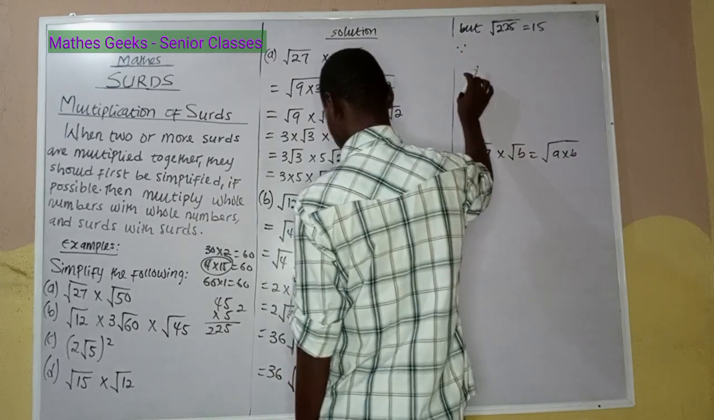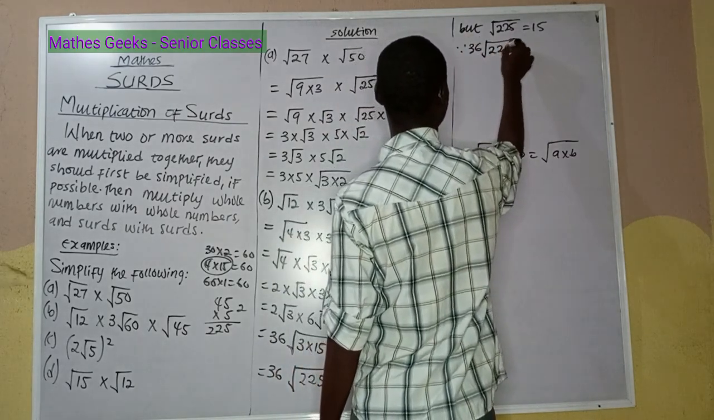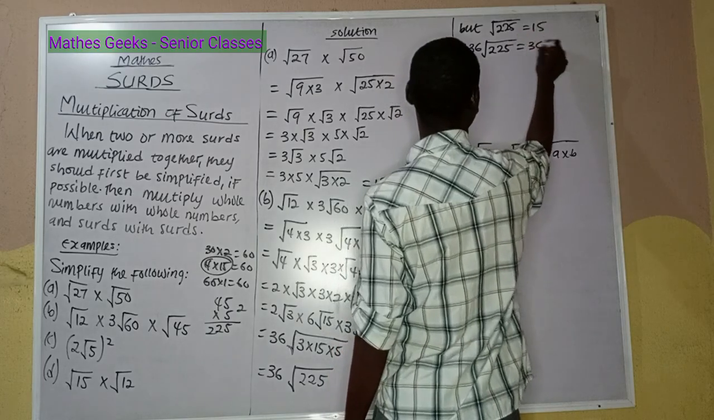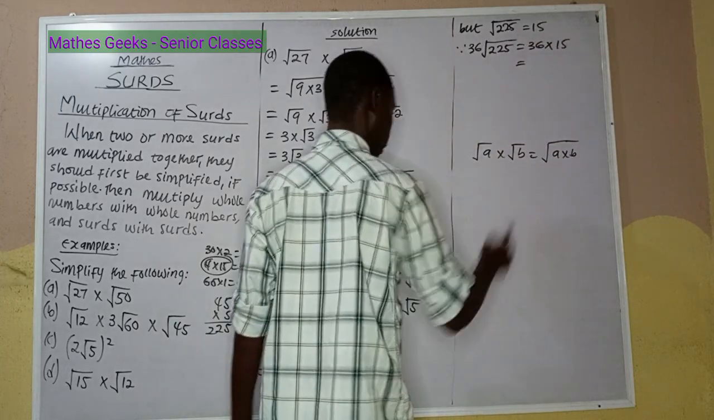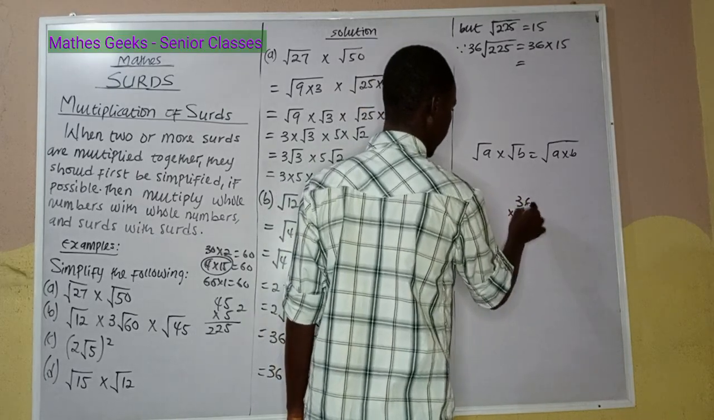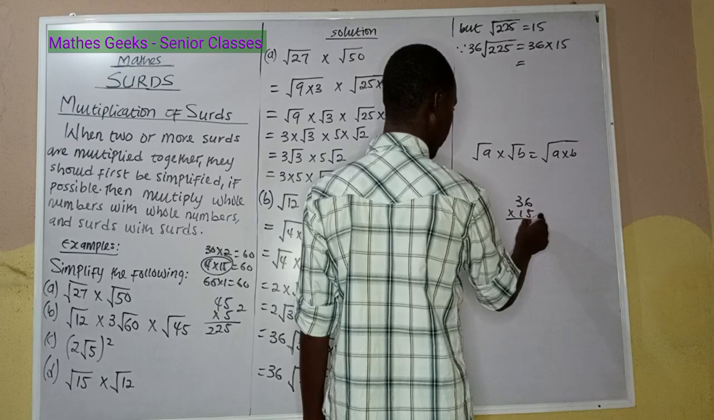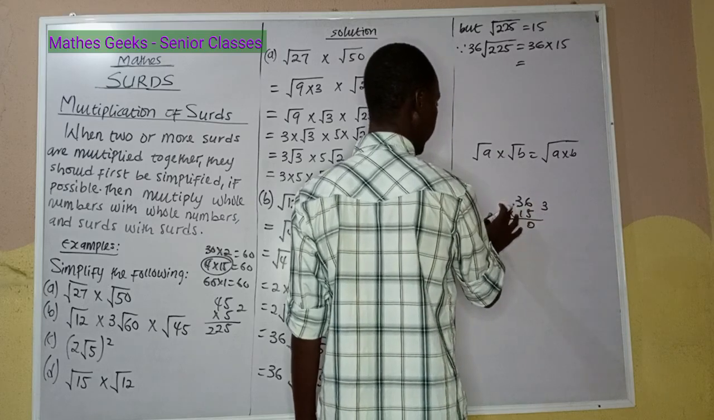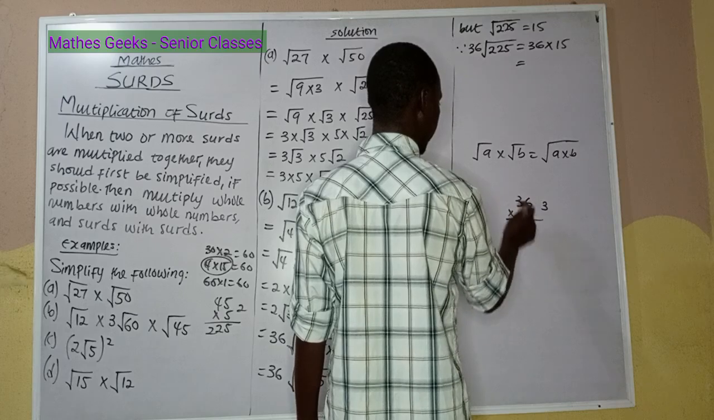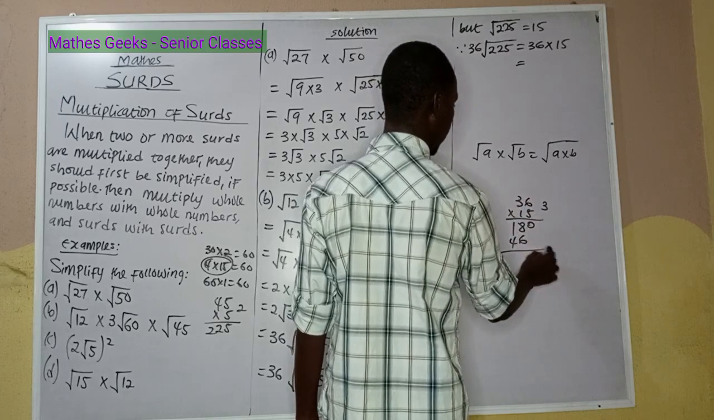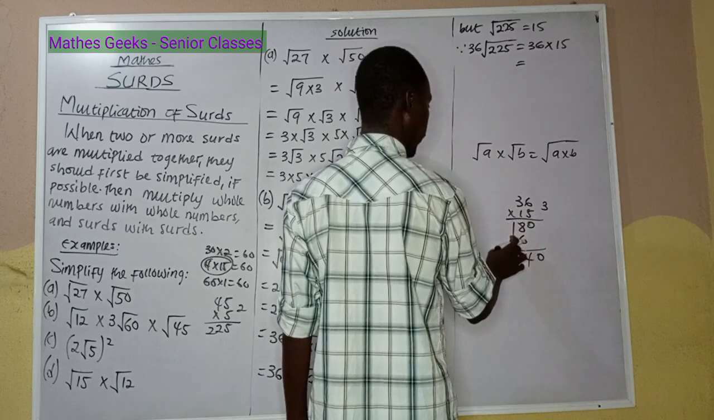So therefore 36 root 225 is equal to 36 times 15. So what's 36 times 15? 5 times 6 is 30. 5 times 3, 15 plus 3, 18. Then 1 times 6, 6. 1 times 3, 3.